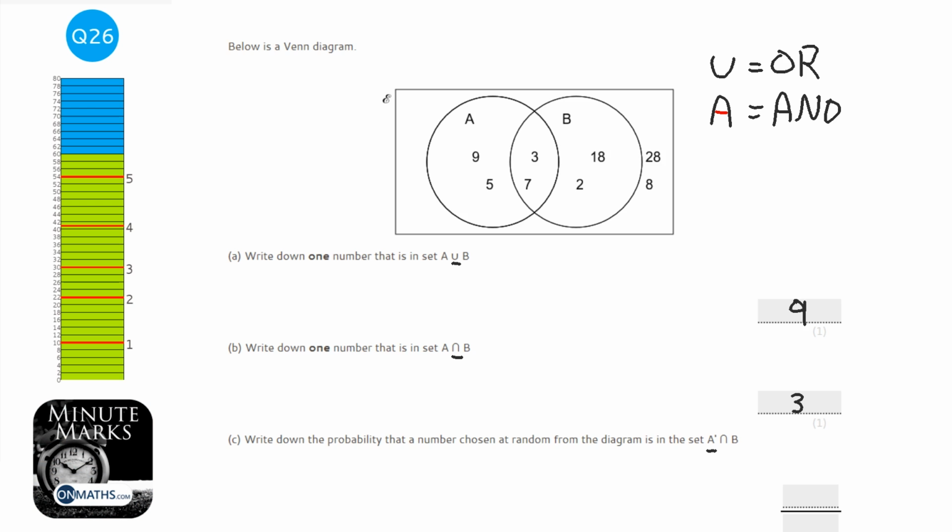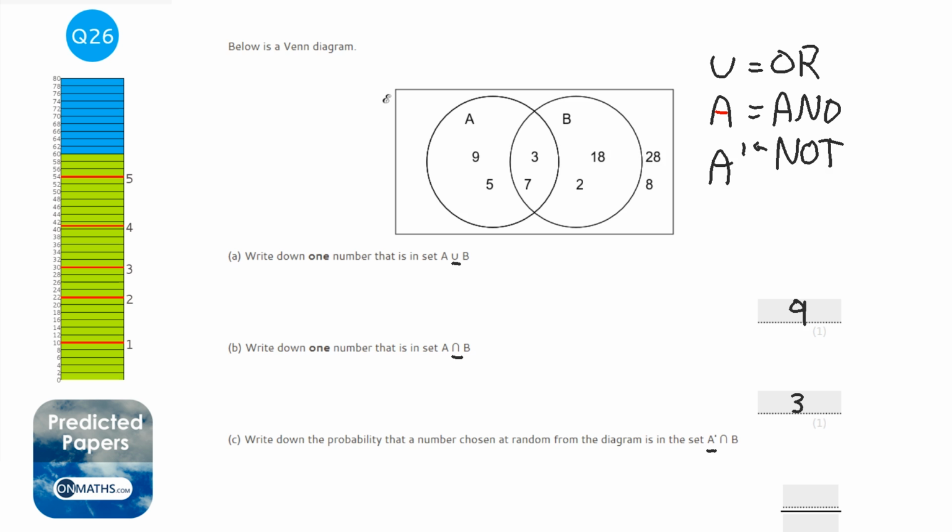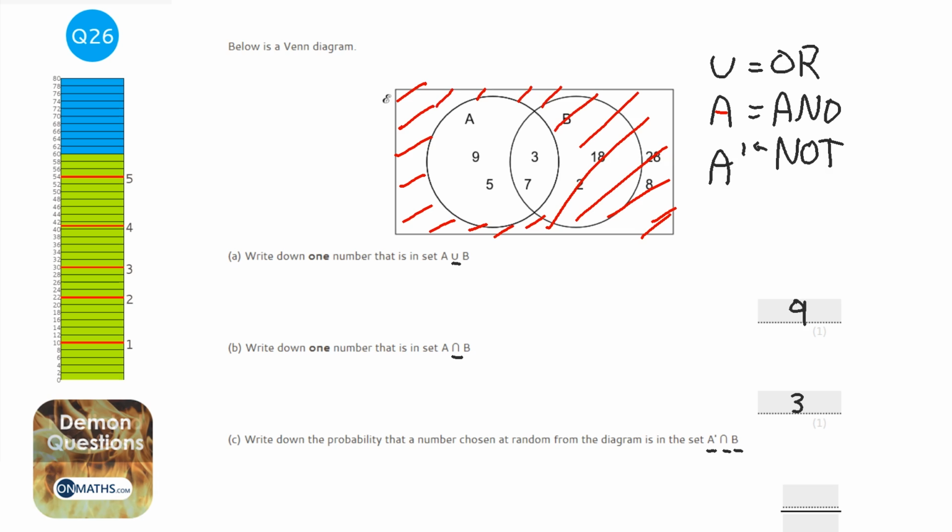Now this little symbol here, and it's an A with a dash. That dash there means not. So we're looking for numbers that aren't in A and are in B. Well, let's have a look at where not A is. Well, it's anywhere around here. Anywhere around here is not in A. And let's have a look at where B is. So B is anywhere here. So the numbers that overlap both of those are the 18 and the 2. So it's 18 and 2.